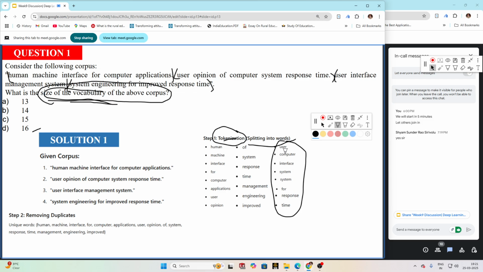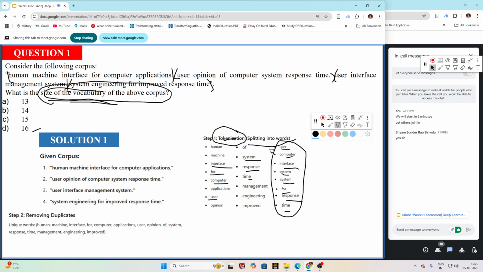Okay, because user is already coming, computer is also coming, interface is also coming, system is coming, again system is coming, for is coming, response is coming, and time is also coming. So these words have already come once. So what is our idea? Our idea is to avoid repetition of words in the vocabulary. The vocabulary is always formed by unique words.